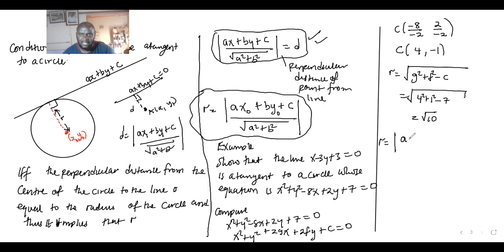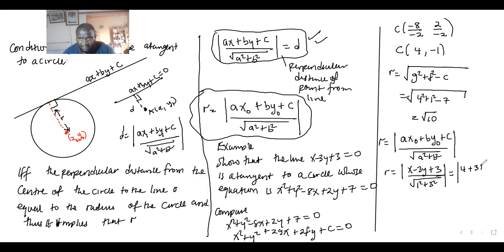So the formula says the magnitude of ax naught plus by naught plus c, out of root of a squared plus b squared. You realize that our r is going to be, the equation is which one? The equation of the line is x minus 3y plus 3 divided by the square root of 1 squared plus 3 squared, magnitude. Substitute the values of the center because it is the point where the distance is measured. You will have the magnitude of 4 plus 3 plus 3 divided by root of 10.